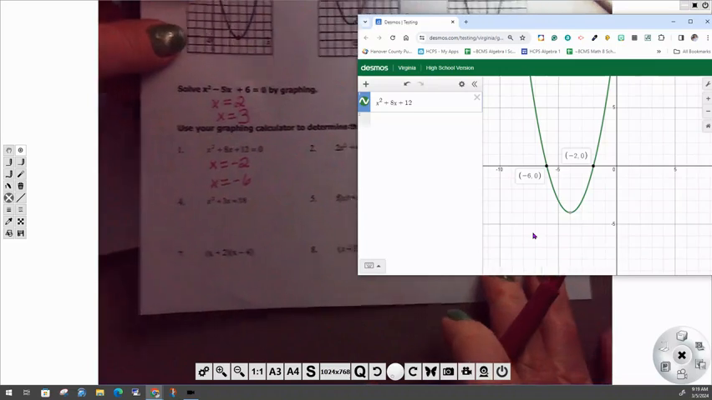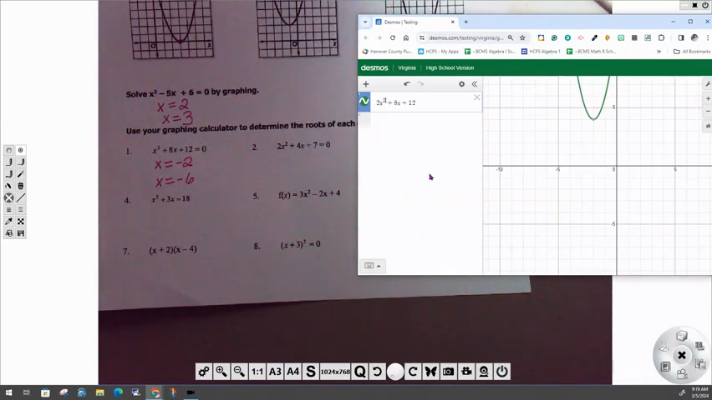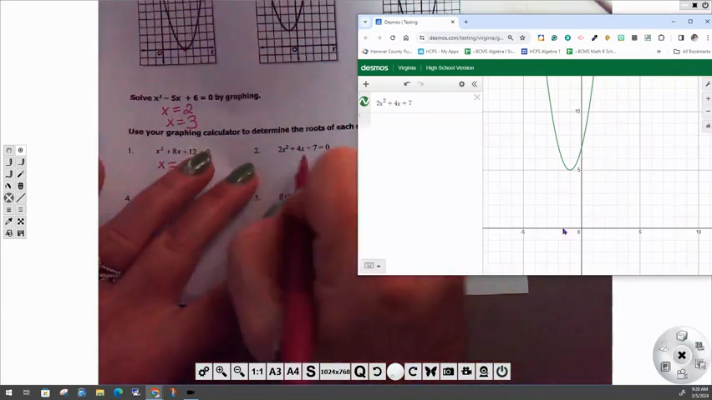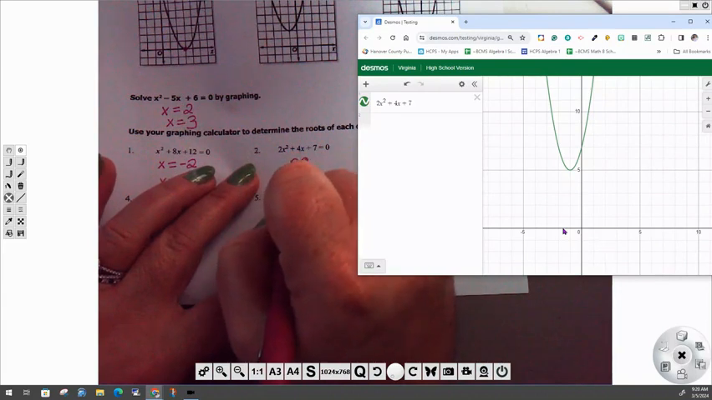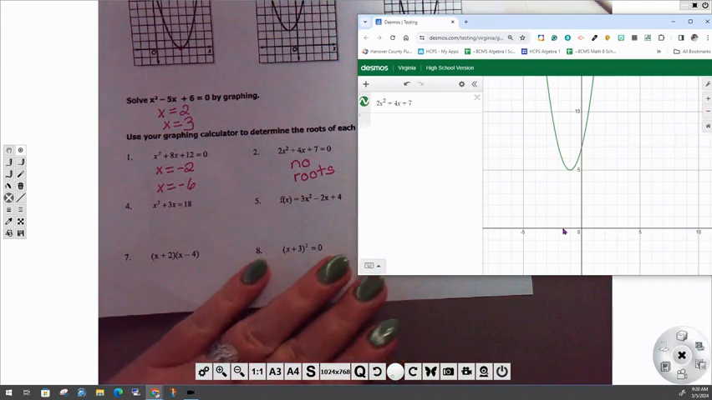All right, let's look at question 2. So this one is 2x squared plus 4x plus 7. Oh, this one's not touching. So this we would say has no roots. It does not cross that x-intercept.